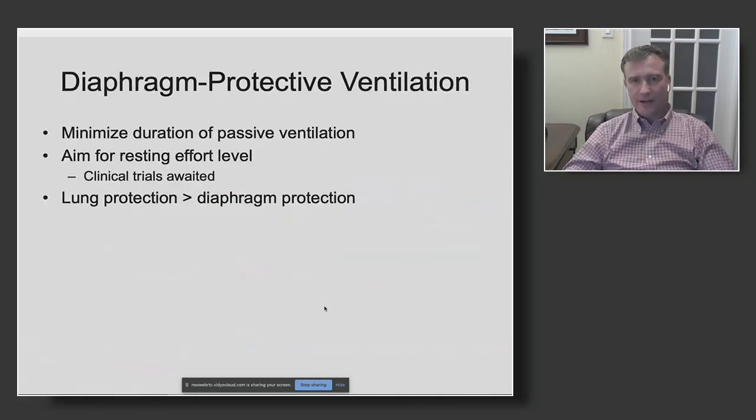The general idea of diaphragm-protective ventilation is that we want to try and minimize the duration of passive ventilation, and resume spontaneous breathing on the ventilator at the earliest opportunity, provided it's safe for the lung. We think that keeping the patient breathing at a resting effort level might accelerate liberation from the ventilator, although I want to emphasize that the evidence base for diaphragm-protective ventilation is not nearly as well developed as it is for lung-protective ventilation. And lung protection really remains a priority because this has been proven to reduce mortality in patients with ARDS, such as COVID-19.